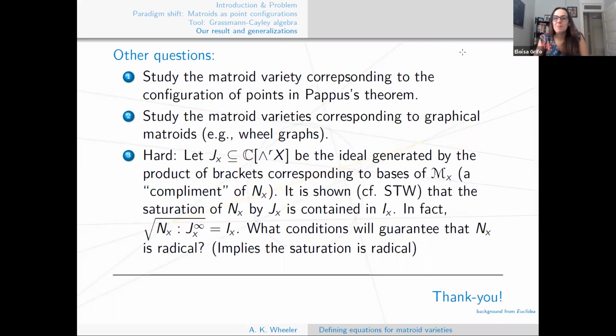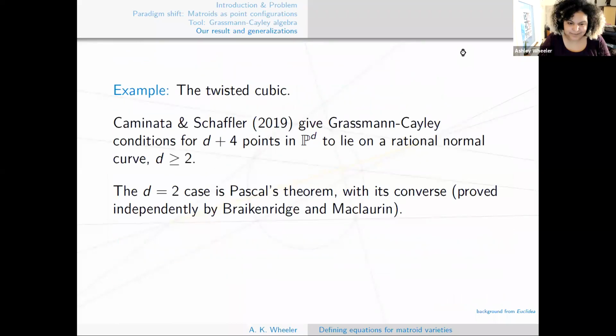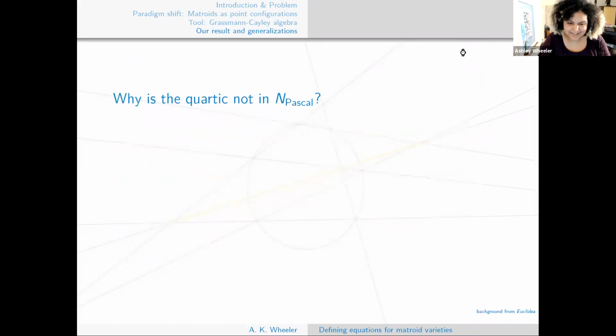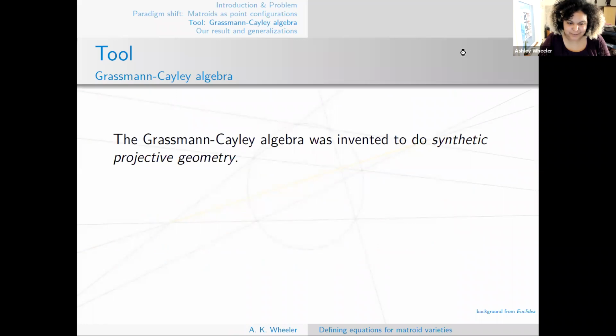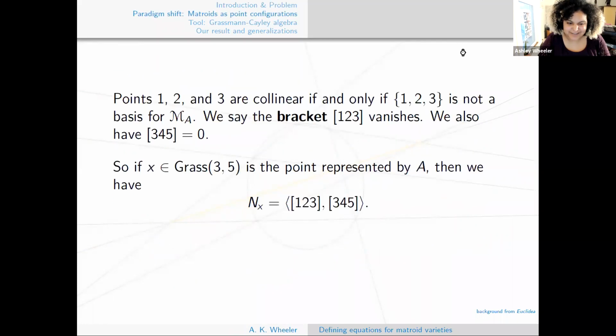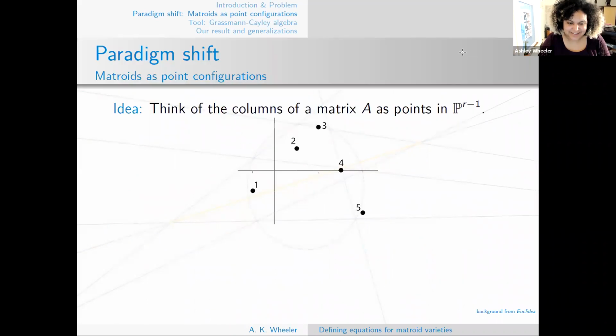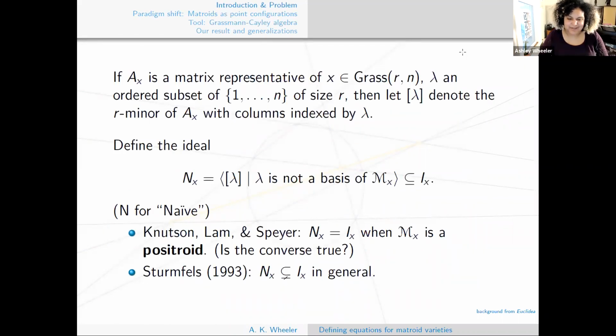Do you have a guess if the positroid naive ideal converse is true or not? Do you have a feeling, just out of curiosity? I mentioned this pretty early in the talk, but yeah, I think we're almost there. So you're referring to this slide? No, not this slide. This slide. So I think the converse is not true. I think that you can have the ideals equal without being a positroid.